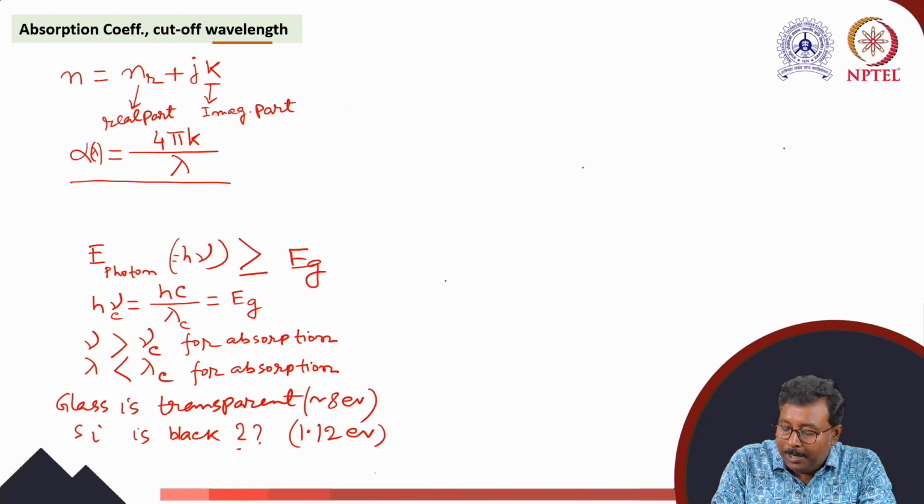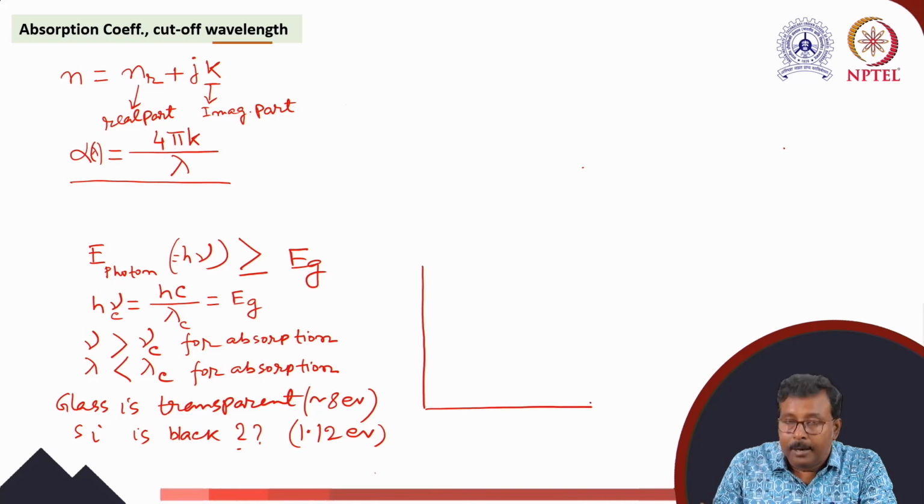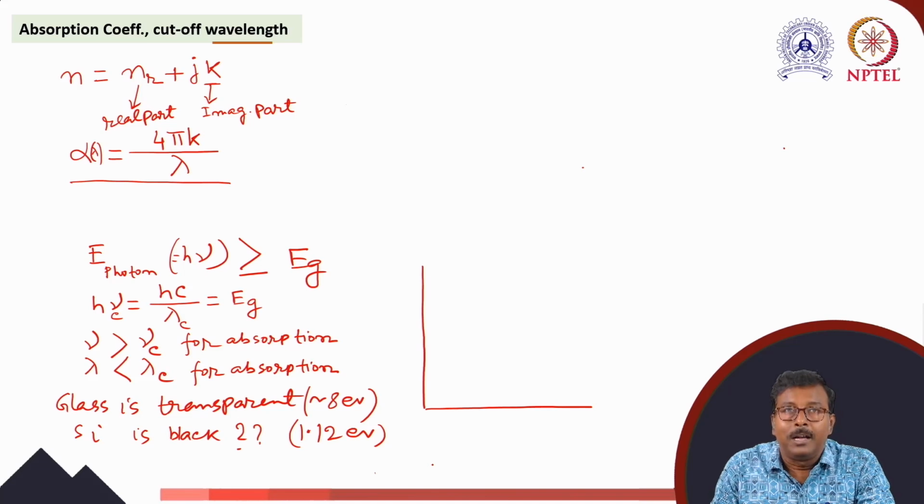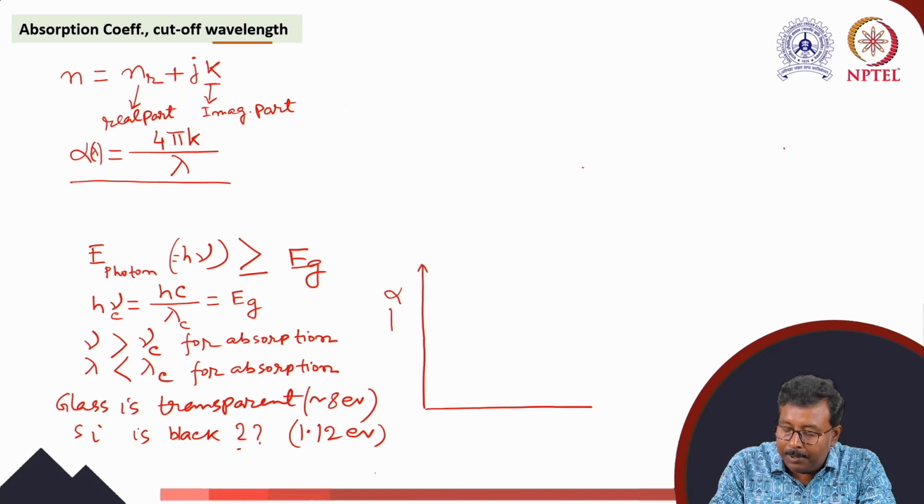So if we have a concept like that, the nature of alpha, that is the absorption coefficient, which is 4 pi k by lambda, where k is a function of lambda also, ultimately, this type of nature you can expect. Suppose there is a sharp change, then suppose like this.